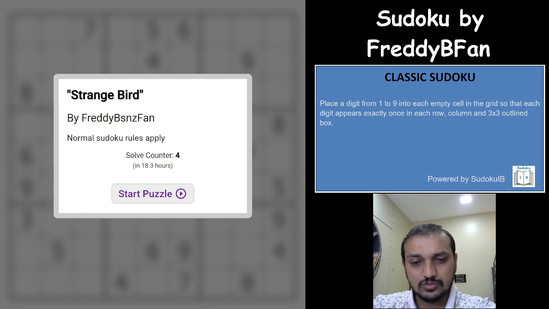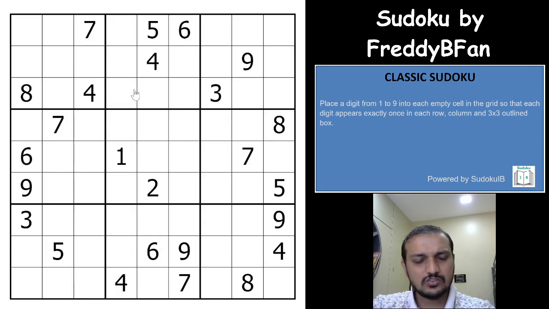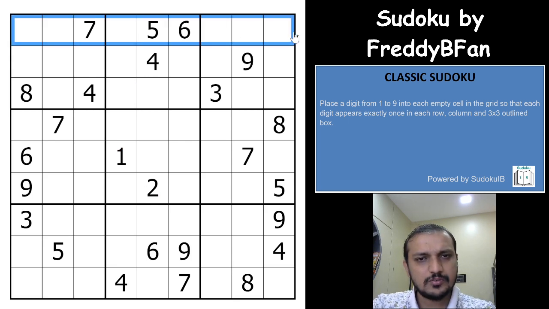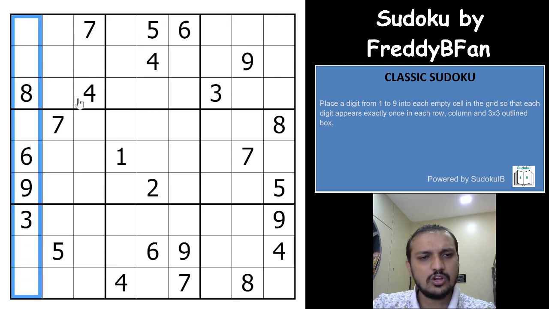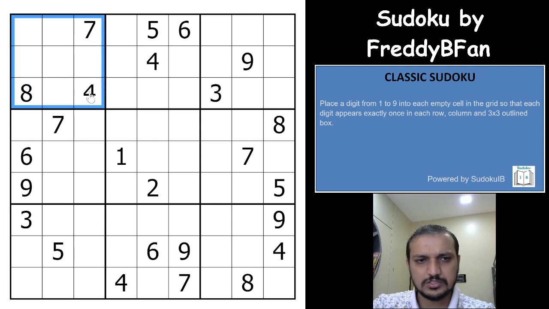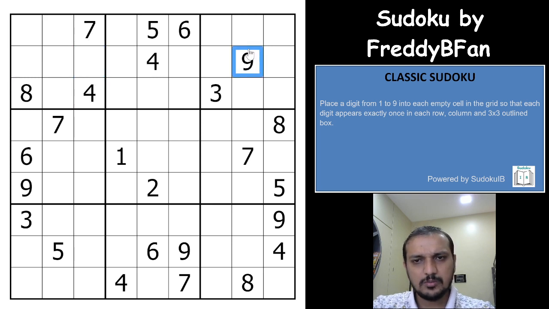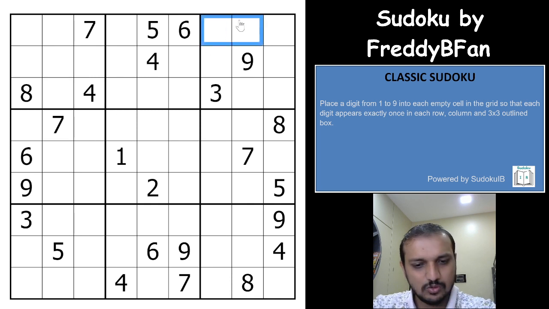And now coming back to this Sudoku. So we'll start the puzzle here. Classic Sudoku rules apply. You need to place digits from 1 to 9 in each row, each column, and 3 by 3 box without repetition. So let's see if you are able to crack this Sudoku. The name of this Sudoku is Strange Bird. It's given by the author. So let's see what's so strange about this Sudoku.